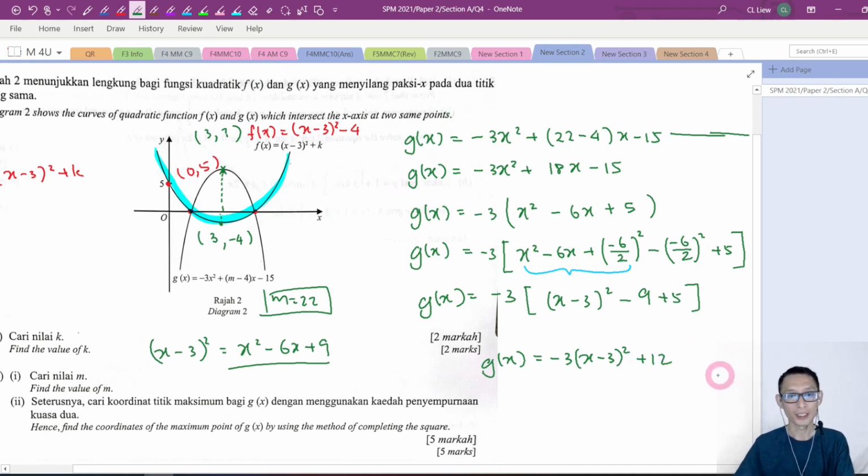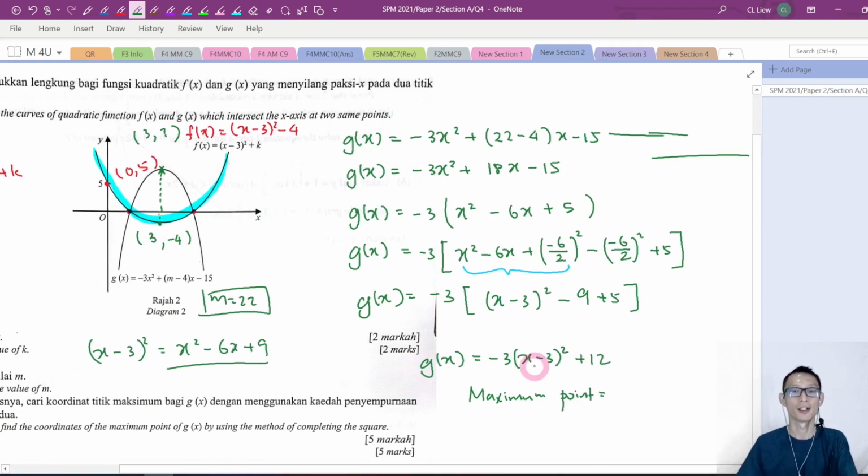Okay, now we can get the maximum point just by looking at this function. As I told you just now, since this is our vertex form, the part inside the parentheses will be equal to 0 when that is a maximum point or minimum point. So x minus 3 equals 0, x is equal to 3. And the last part here is a maximum value or minimum value. Since you have a negative sign, this is a maximum point, so maximum value.